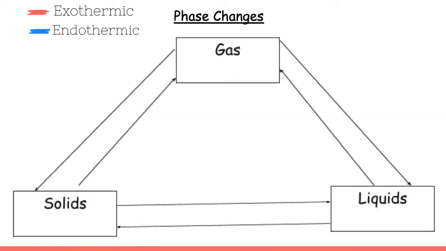You guys should all have this phase change diagram somewhere in front of you. If you don't, I would highly suggest you write this on a sheet of paper, but you are going to see it on that note sheet that we gave to you guys. So when we start going through phase changes, we're going to be looking at two different types: exothermic, which I'm going to write in red, and endothermic, which I'm going to write in blue.